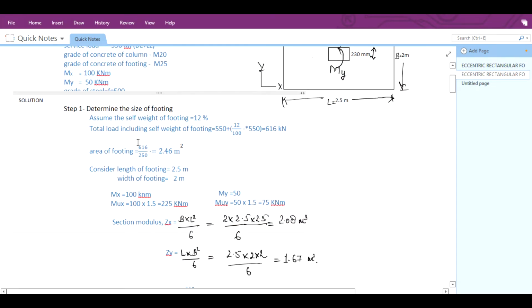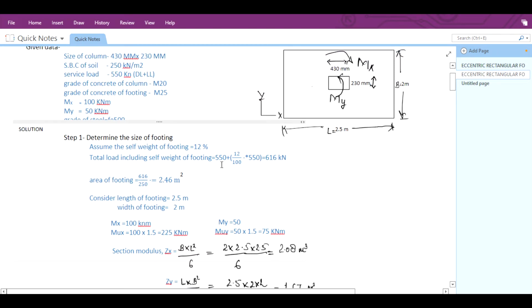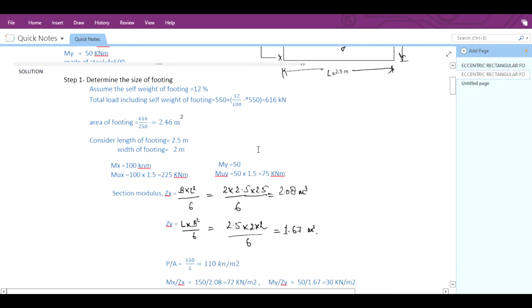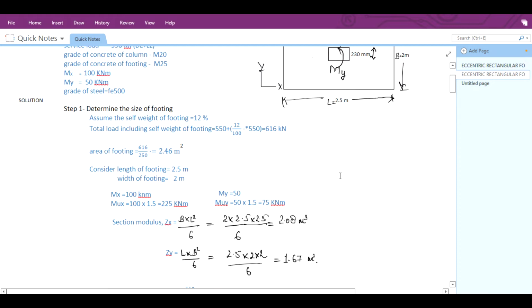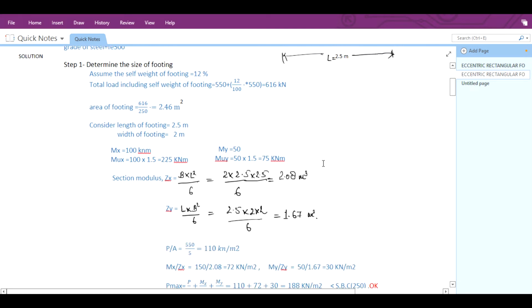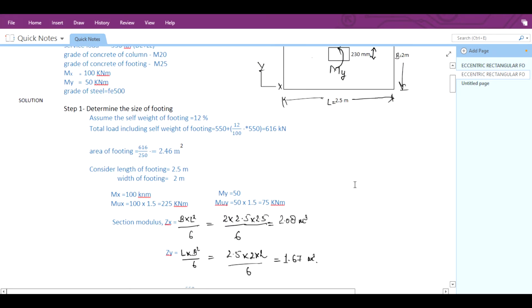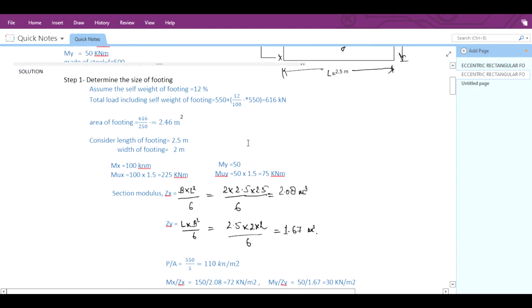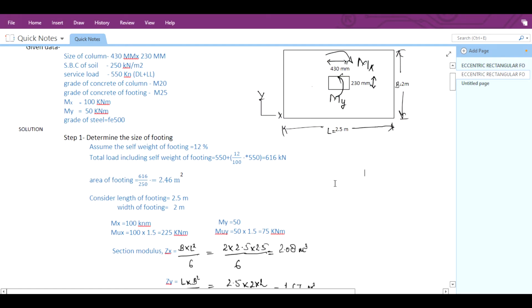Here the area of footing will come as 616 kilonewton divided by 250, the SBC of the soil. So area will come as 2.46 meter square for now. And we also have to check the maximum ultimate net upward pressure and minimum net upward pressure in both directions. After that we will select the size of the footing. I am going to consider the length of the footing as 2.5 meter and the width of the footing as 2 meter.